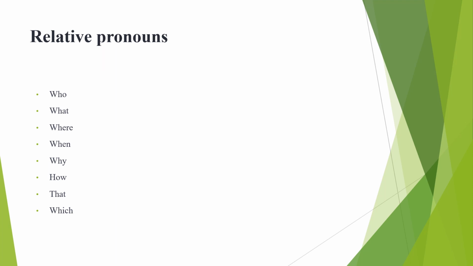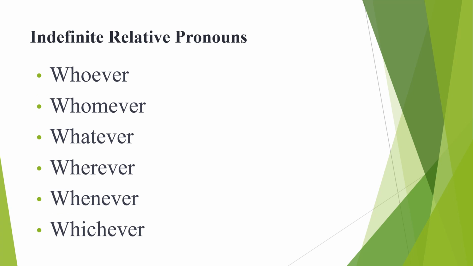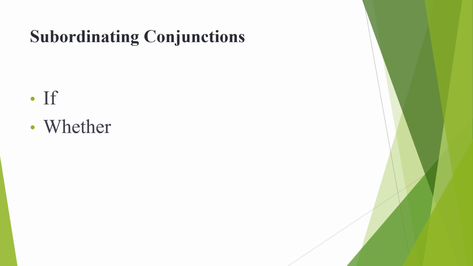Relative pronouns like who, what, where, when, why, how, that, and which. Indefinite relative pronouns, the examples are here: whoever, whomever, whatever, wherever, whenever, and whichever. Subordinating conjunctions: if, whether, because, since. All of these are examples of subordinating conjunctions, and I have uploaded a separate lesson related to the conjunction and its types present in my playlist as well.